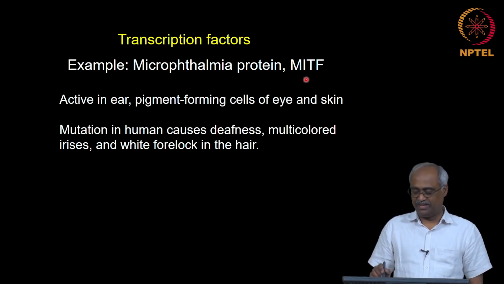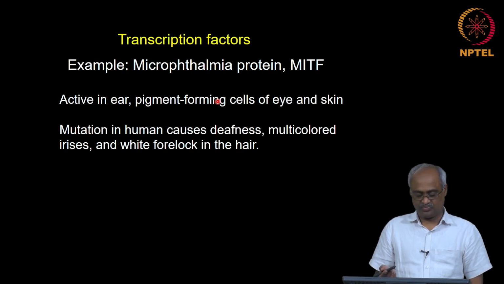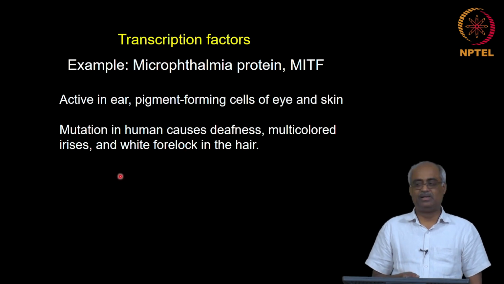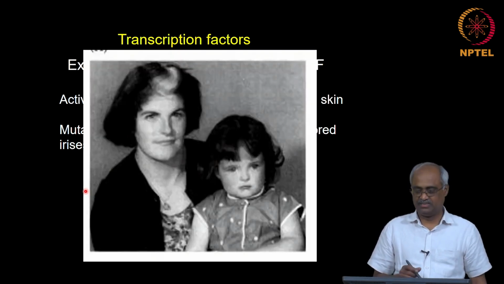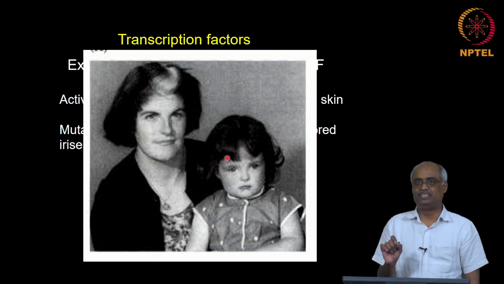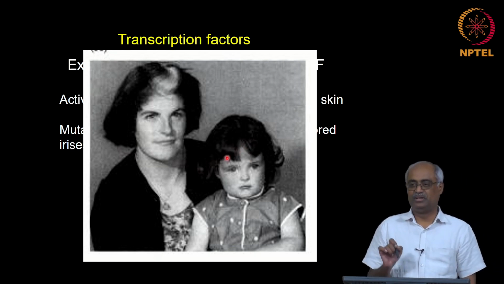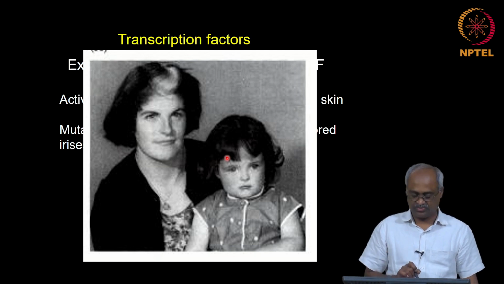An example is MITF. This transcription factor is expressed in the ear, skin and pigment forming cells of the eye, like irises. And if you have a mutation, you will have problems hearing, multicolored irises, and a white forelock, as you see in this picture. See, the mother has a white forelock and her daughter also has it, genetically inherited. So these are very specific problems that you have when a specific transcription factor is missing. So their activity is very important.